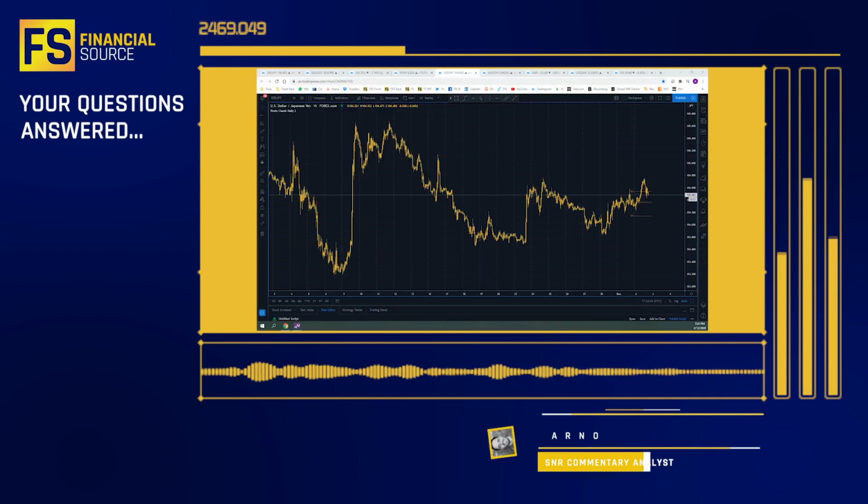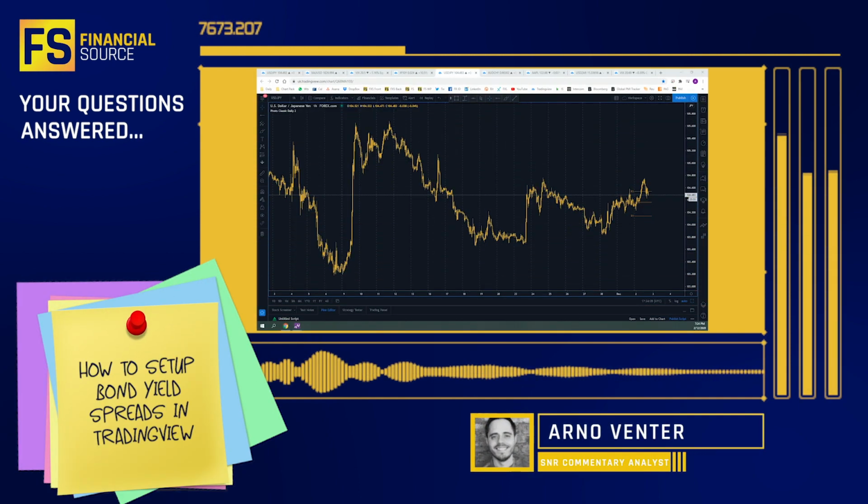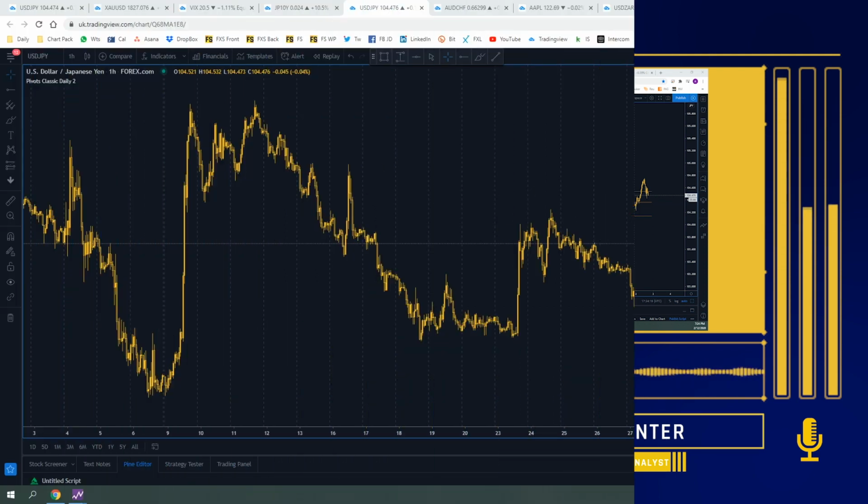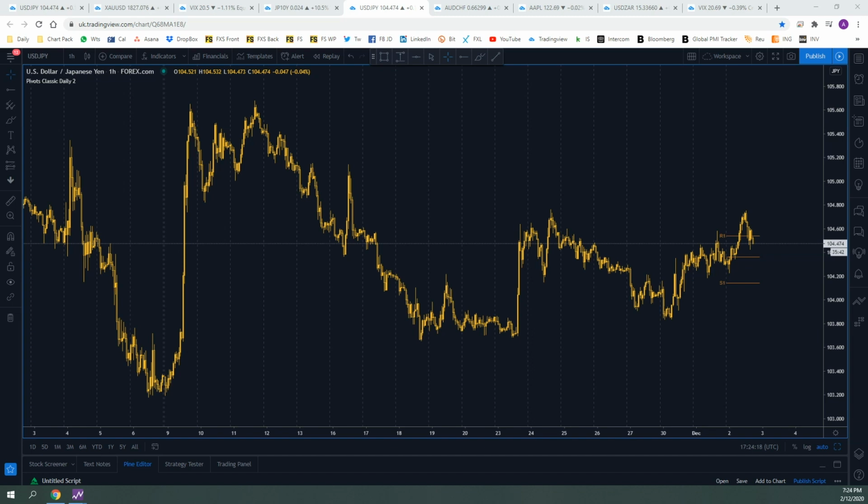We have a quick question here from Tong, who asks how he can get a bond yield spread for two currencies to overlay on a currency pair chart in TradingView. He also adds that he has tried to do it, but for some reason the scale of the chart comes out all messy, and he just wants some advice on how to do it.